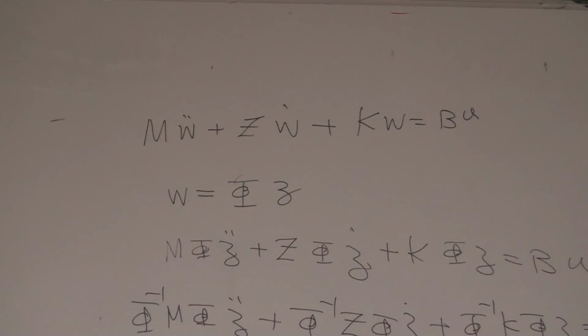Now if you do that, you find that my new script M equals 1, 0, 0, 1. That becomes the identity matrix. My script K, phi transpose K phi, equals 1, 0, 0, 3. Be careful.